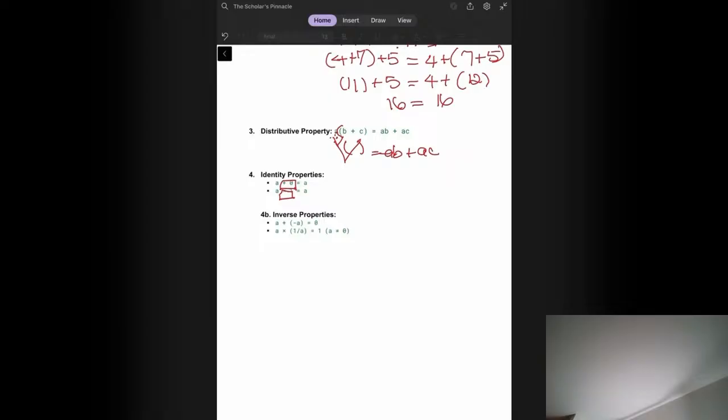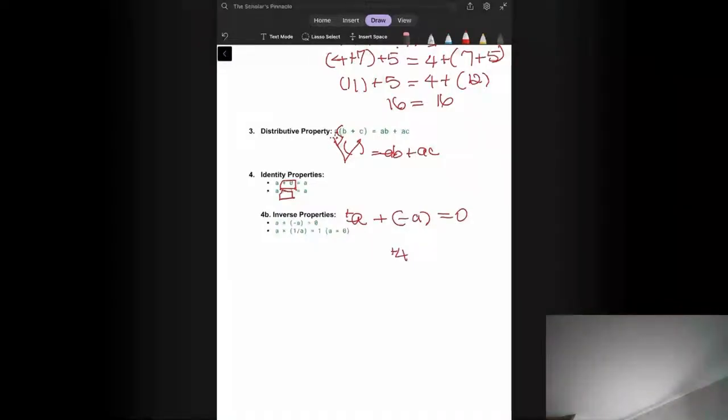Under identity properties, we have inverse properties. This is where the positive of a number plus the negative of that same number would give you 0. It makes sense. In this case, positive 4 plus minus 4 would certainly give you 0, because 4 plus minus 4 is equal to 0.